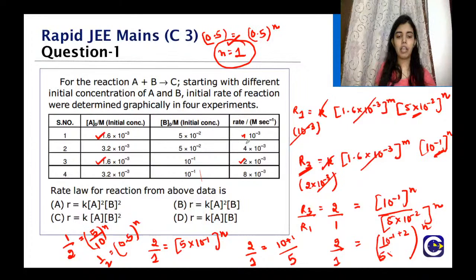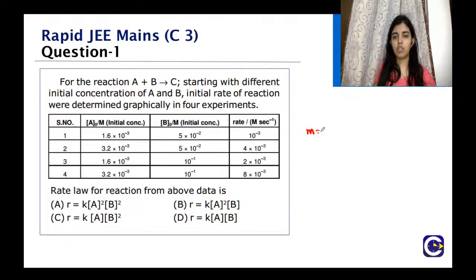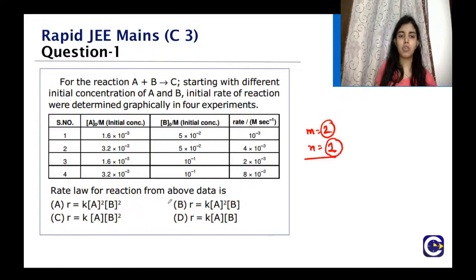So the value of m that you are getting is 2 and the value of n that you are getting is 1. That means the order with respect to A is 2 and the order with respect to B is 1. So the answer for this question will be B.